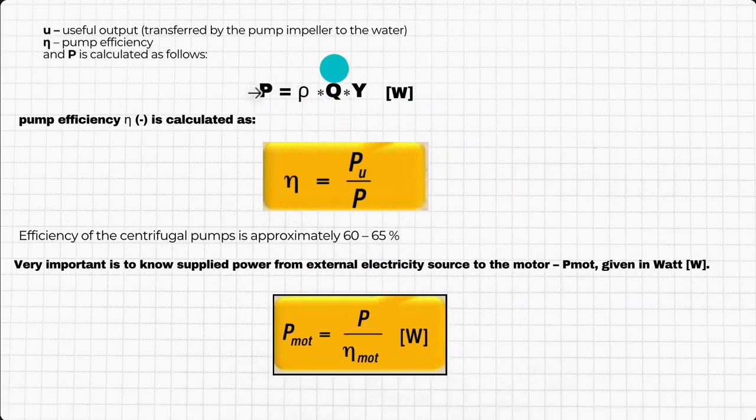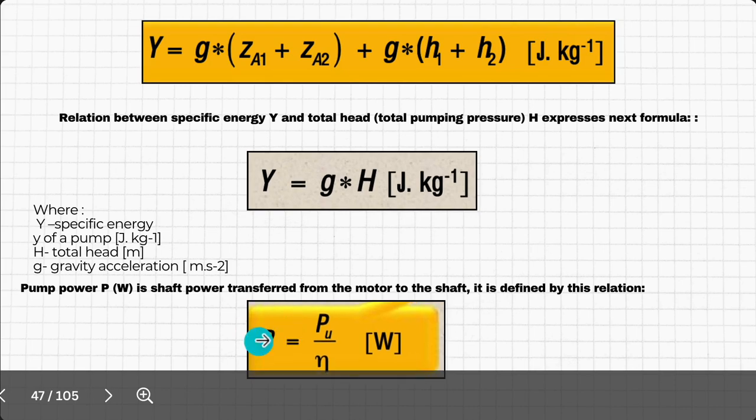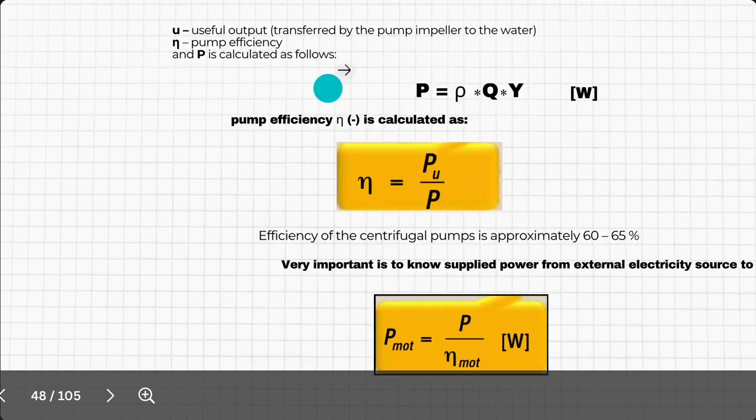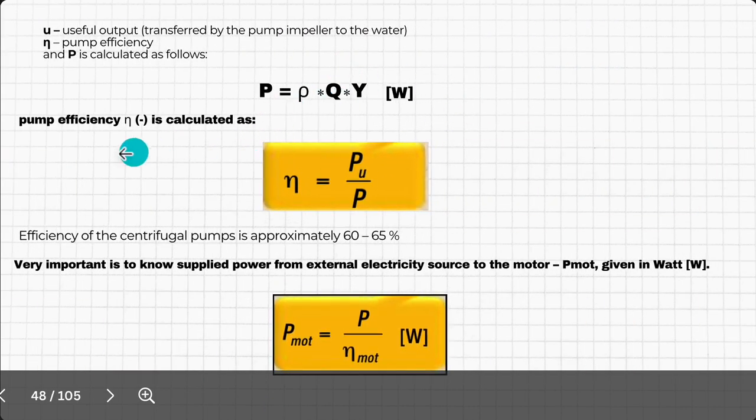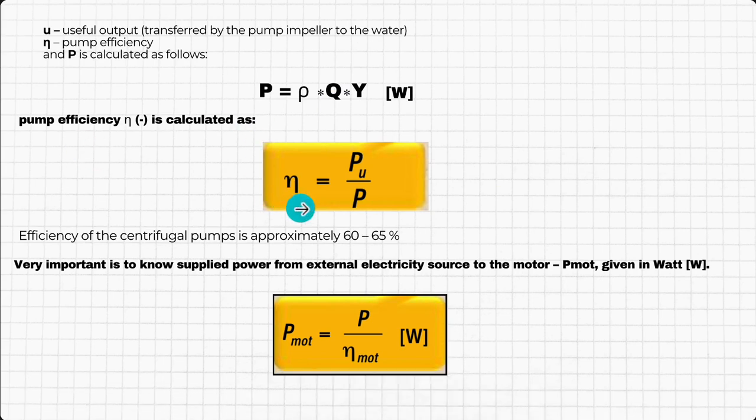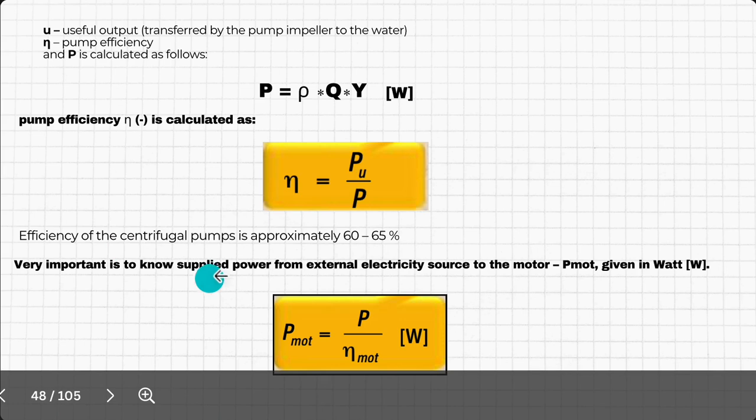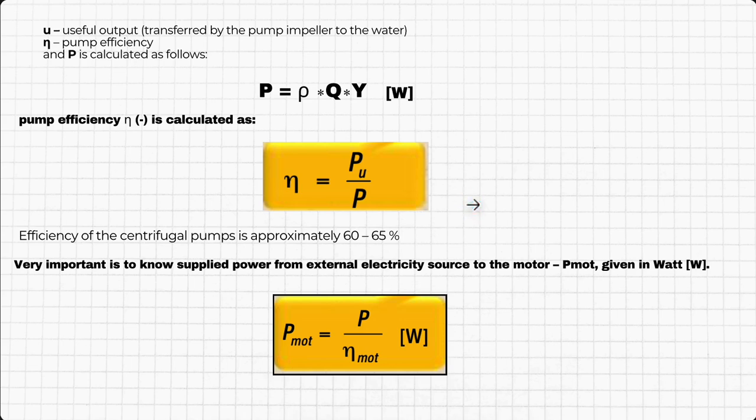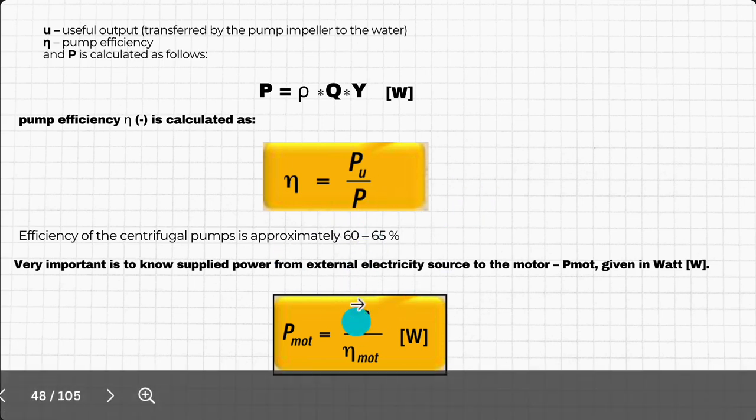P is calculated as follows. You can see the P is measured as follows, and pump efficiency is calculated as the following. So efficiency is equal to PU over P. Efficiency of the centrifugal pumps is approximately from 60 to 65%. Very important is to know the supplied power from external electricity source to the motor, P motor, given in watts. So P motor is equal to the P over the efficiency of the motor in this case.